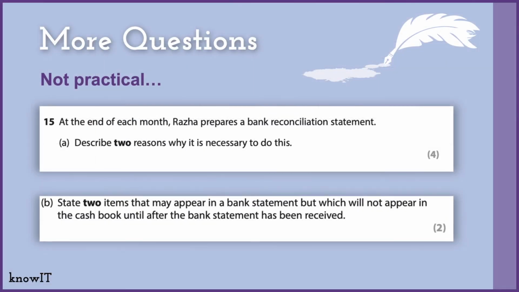Now there are more questions included in section B. Before, you saw there were practical questions, but there are some questions which are not practical. You don't have to prepare anything, such as in these questions where you have to describe 2 reasons why it was necessary to prepare a bank reconciliation statement, or 2 items that may appear in a bank statement, etc. So these are theory type questions, and these are equally important, so you shouldn't leave this out when you're revising.